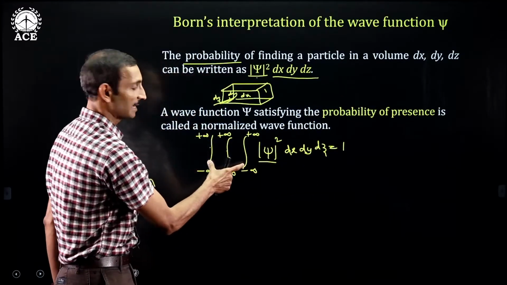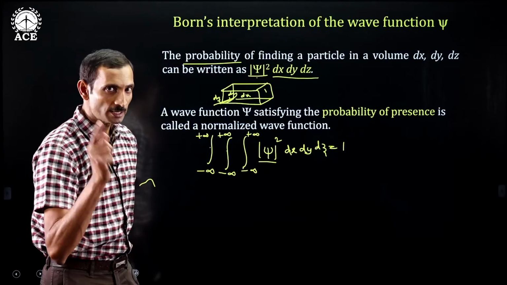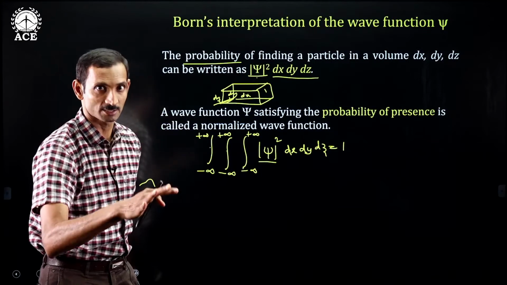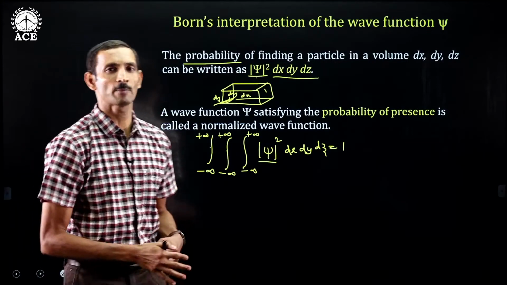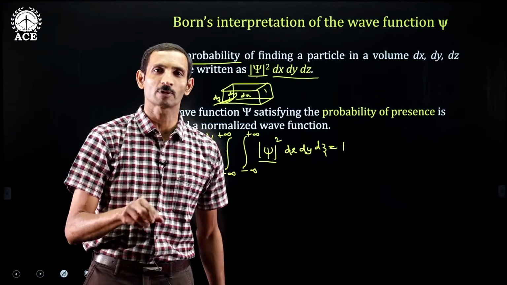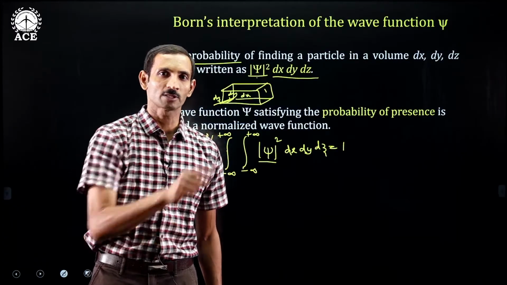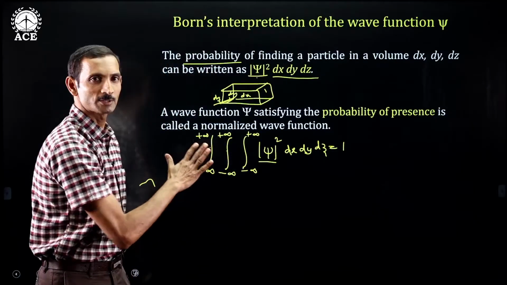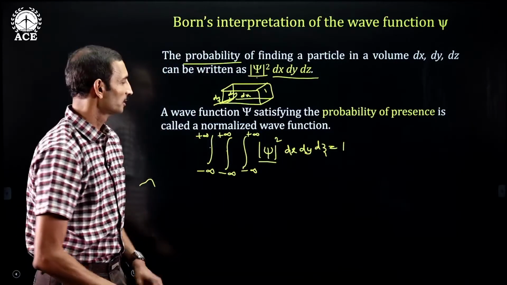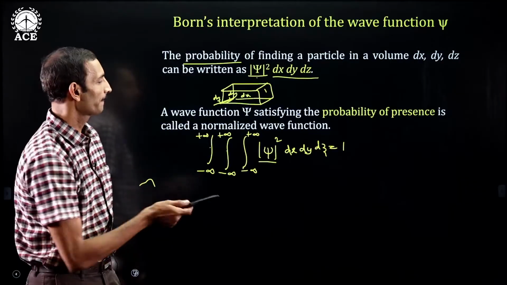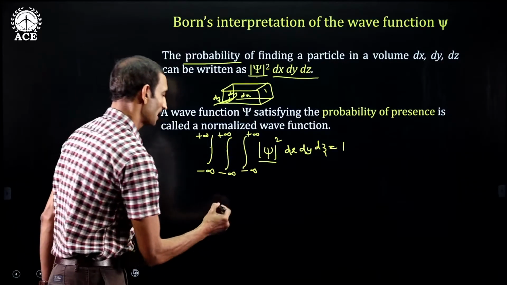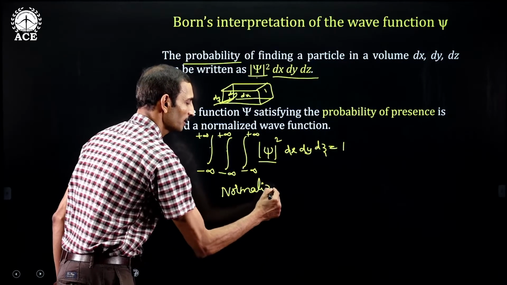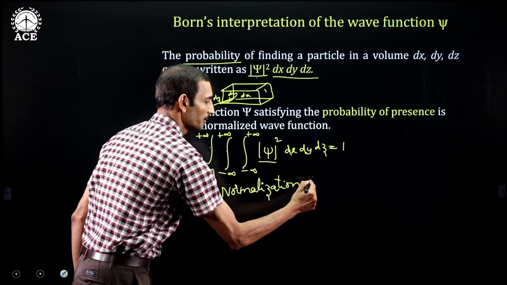Probability. So in the entire space, the condition that gives the probability as 1, that means probability of presence. So suppose I am present in this room, my probability of presence is 1. My probability of presence outside this room is 0. Similarly, if a particle is present, the probability becomes 1. The condition that actually gives the probability 1 is called the normalization condition. What do we call it? Normalization condition.